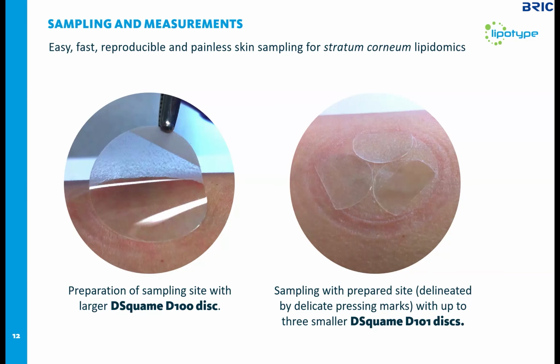And afterwards, this prepared area is sampled with smaller D101 discs. And for us, it's sufficient to have just one D101 disc in order to extract lipids, to be able to identify them and quantify them.